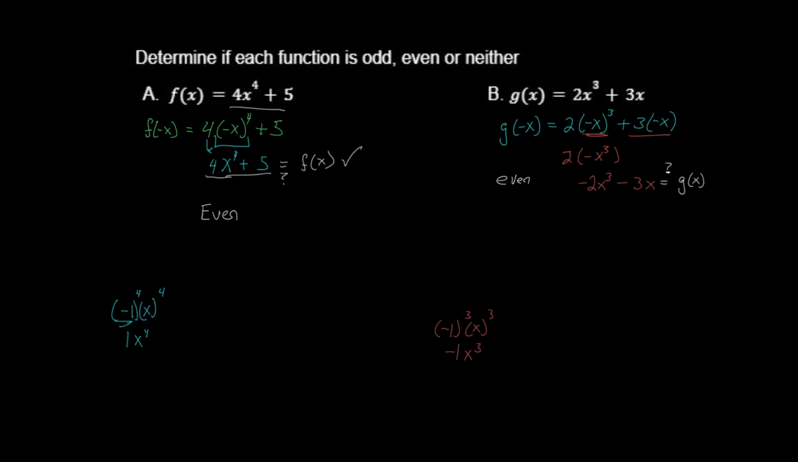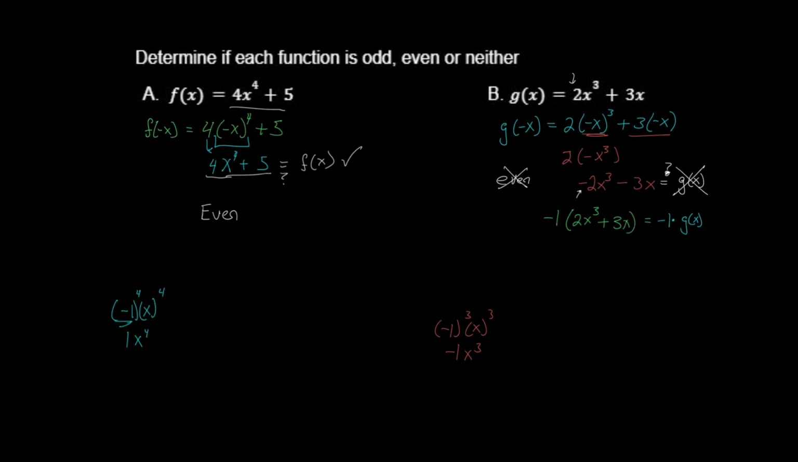After replacing x with negative x, did it simplify to be the same thing as what we started with? Well, no. I can see that I have a negative 2 rather than a positive 2. So it is not even because it did not simplify to be the same exact expression. Next, we'll check for odd. The condition for it to be odd is that it is negative 1 times the original function. So let's check to see if it's odd by factoring out a negative 1 from both terms. If I divide both terms by negative 1, I have 2x to the third plus 3x.